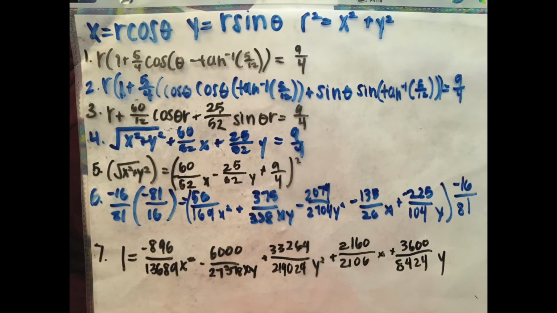This step gave me my final rotated equation in rectangular form to be 1 is equal to negative 896/13,689 x squared minus 6,000/27,378 xy plus 33,264/219,024 y squared plus 2,160/2,106 x plus 3,600/8,424 y.